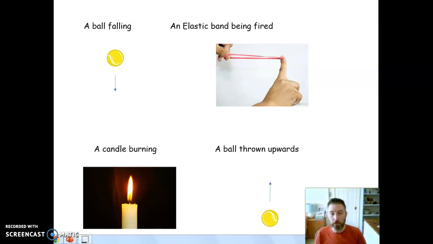And finally, a ball thrown upwards. As you throw it, that's got kinetic energy which decreases as it slows down, and that increases its gravitational potential energy. Once it reaches the top, it runs out of kinetic energy, then the gravitational potential will be converted back into kinetic energy as it falls downwards again.